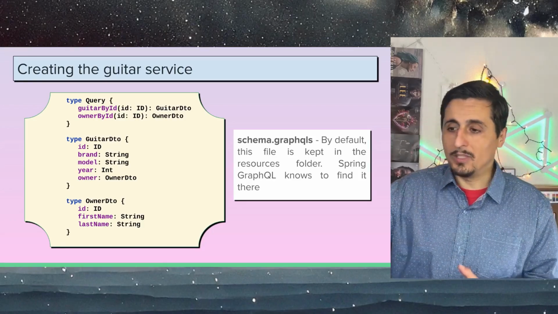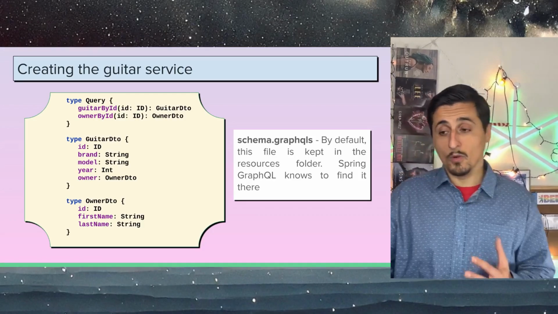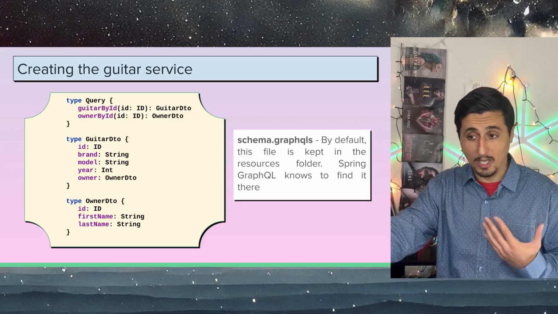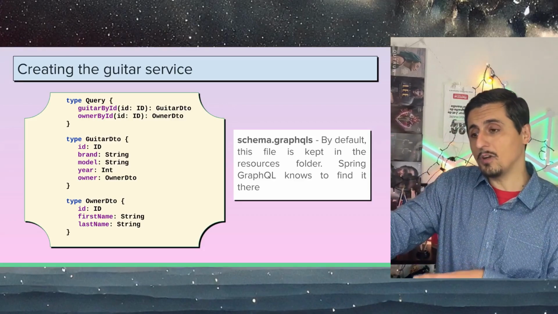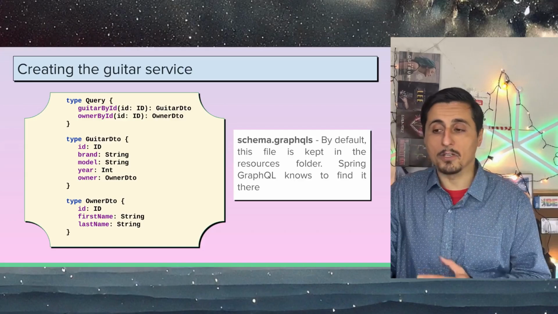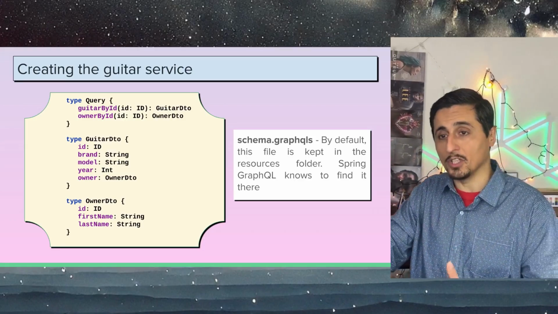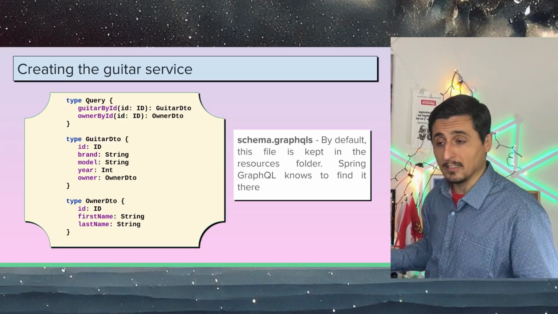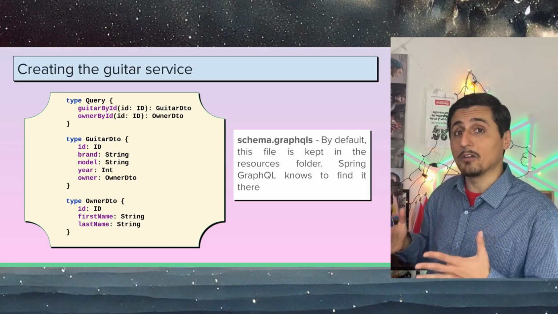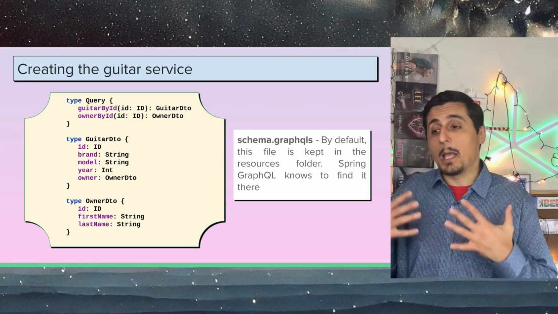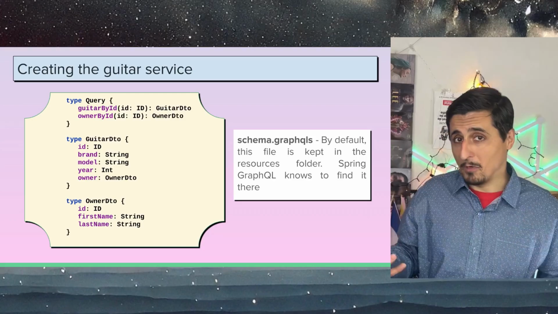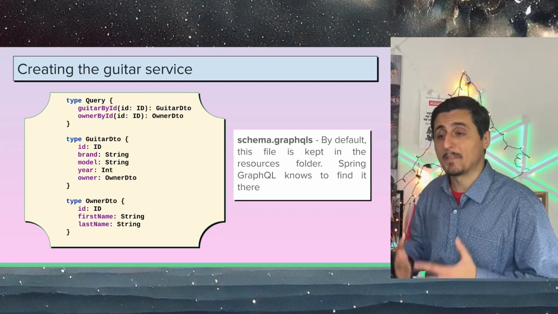In this case, we define 2 different entities. One is the guitar DTO and the other one is the owner DTO. These 2 are created as DTOs because the service is a mock service of what a service could be in reality. It is not connected now to a database, simply values that are kept in memory via hash maps.